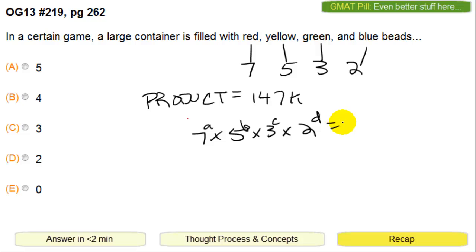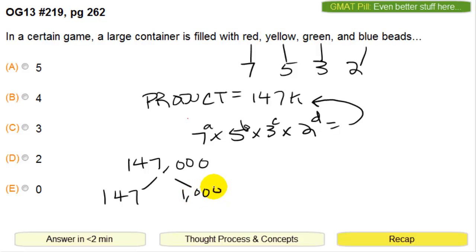This equals this 147K. And then, since this is a big number, we want to split that up. 147,000 breaks down between 147 and 1,000. And just quickly looking at this, this is 10 to the 3rd power. The 10 is taken care of by the 5 and the 2. We only care about how many 7s are there. So this, no matter how you factor this out, it's not going to tell you how many 7s there are. So just forget about this 1,000 and focus only on this 147, factor that out, and you'll get that there are 2 7s, and that means there are 2 red beads, and that's why answer choice D is correct.